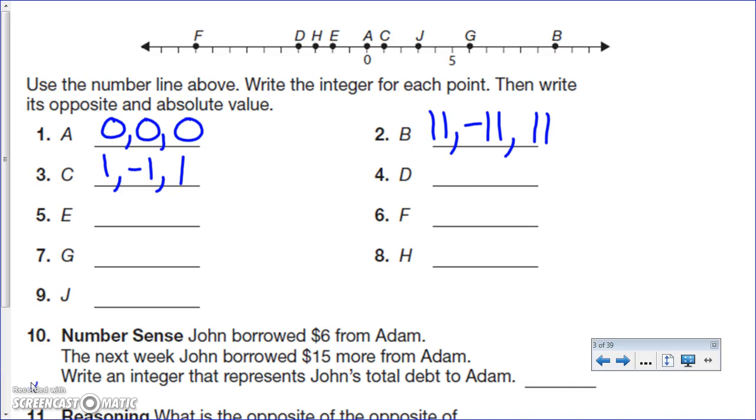For D, D is at -4, so the opposite is 4, and the absolute value of -4 and 4 is 4. E is at -2, so its opposite is positive 2, and the absolute value of both 2 and -2 is 2.